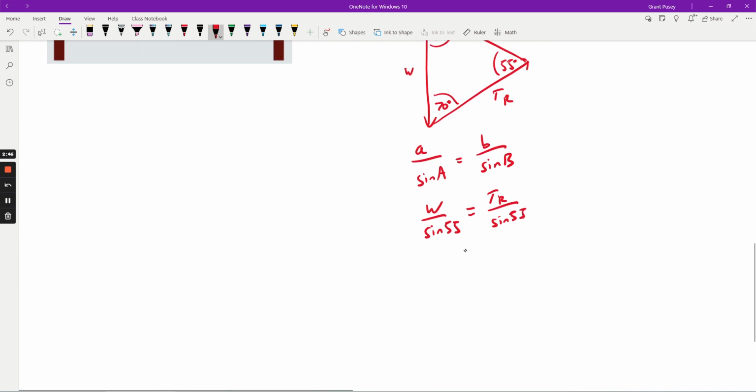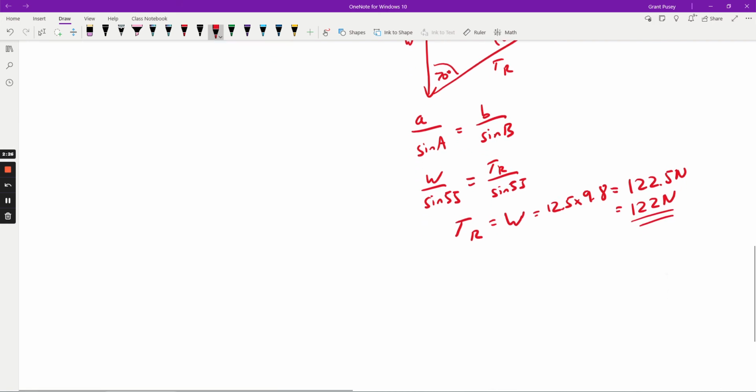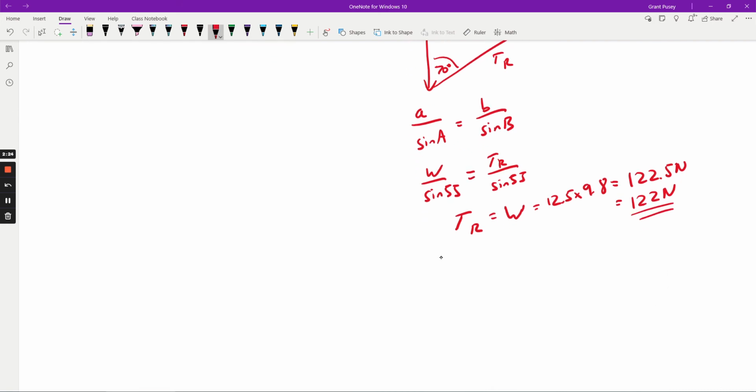So from that we should know then that TR right away is just going to be equal to the weight force, which is 12.5 times 9.8, which is 122.5 newtons, or I'll round to the even number, 122 newtons. And then to finish up, you've got now TL.